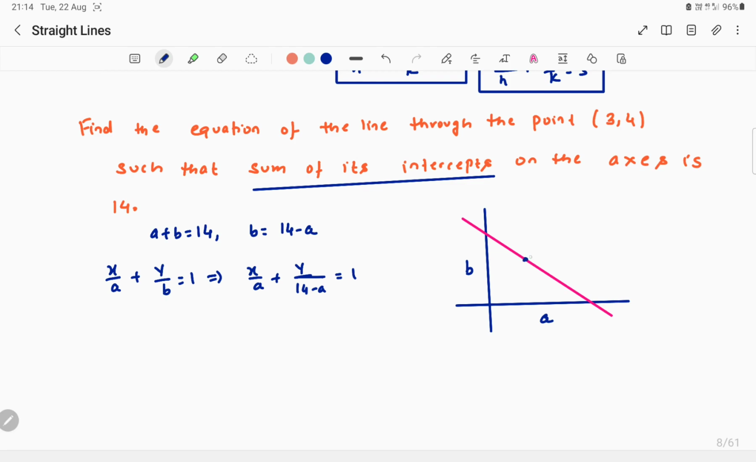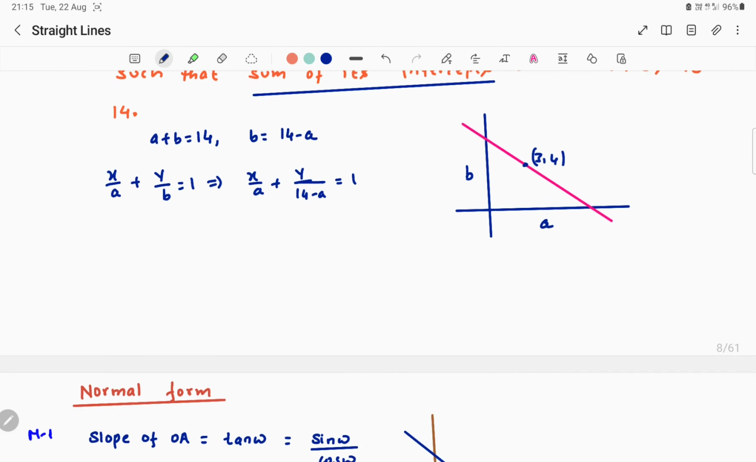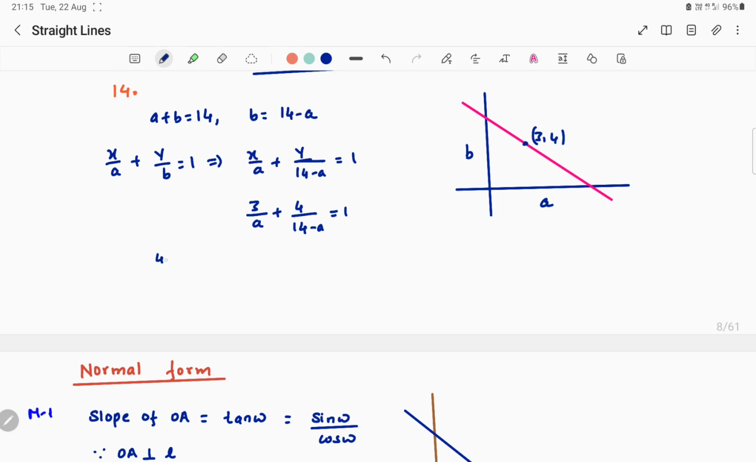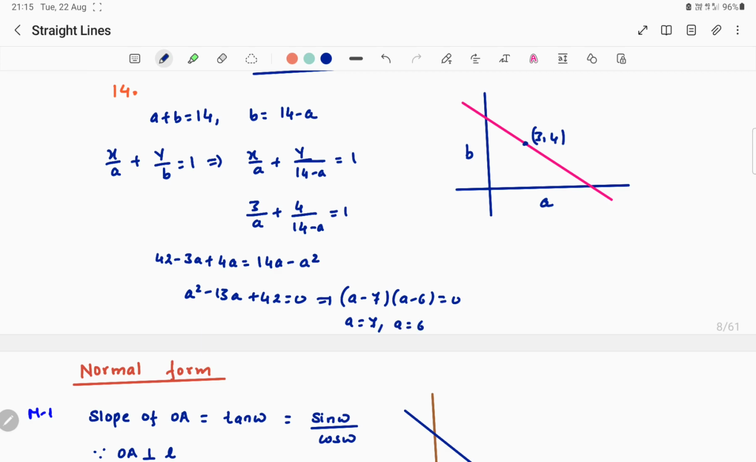Also they are telling that this line is passing through which coordinate, (3, 4), isn't it? So it means this point will satisfy this equation. So we got 3 by a plus 4 by (14 minus a) is equal to 1. So quickly when you do cross multiplication, we got 42 minus 3a plus 4a is 14a minus a square. Simplify this, you get a square, then 14 will come this side and 1 is there, so minus 13a plus 42 equal to 0. So when you simplify, you will get (a minus 7) into (a minus 6) is 0. So you got a is equal to 7 or a is equal to 6.